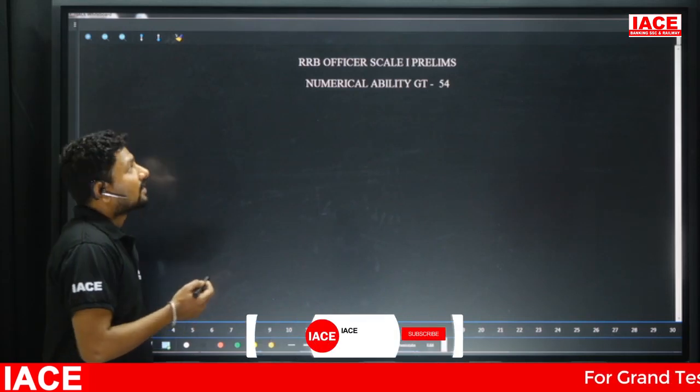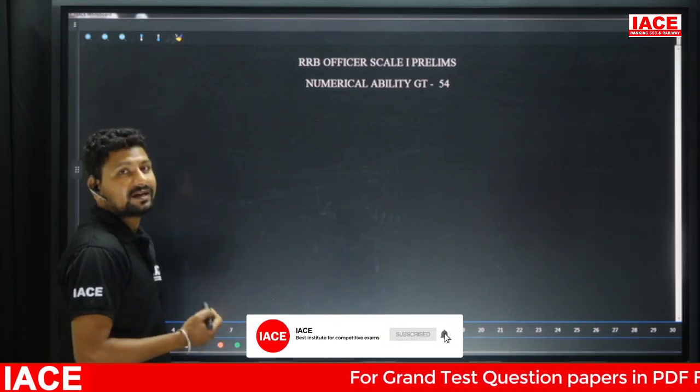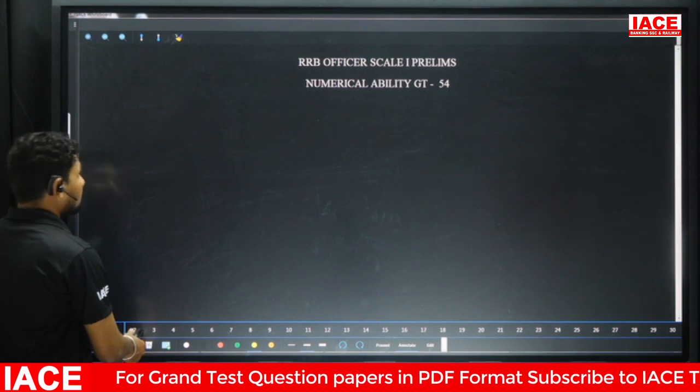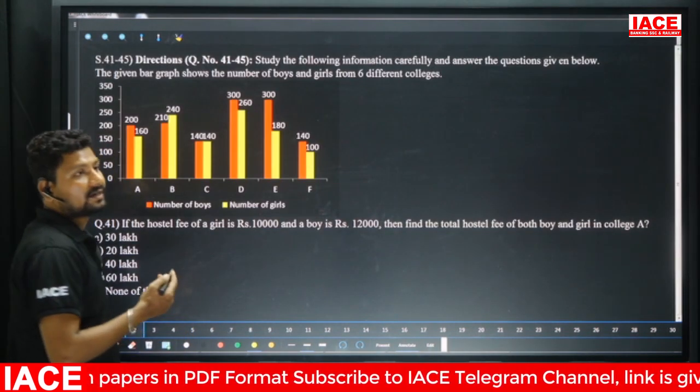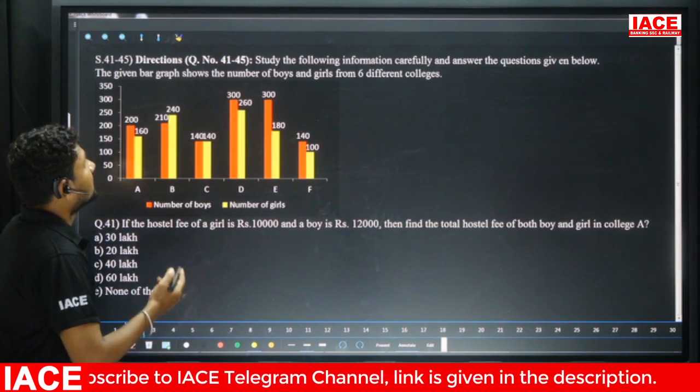Today we are discussing RRB Officer Scale 1 Prelims Numerical Ability Grand Test 54. We'll move to the questions. We have the first one, directions 41 to 45. We have questions based on the bar graph.